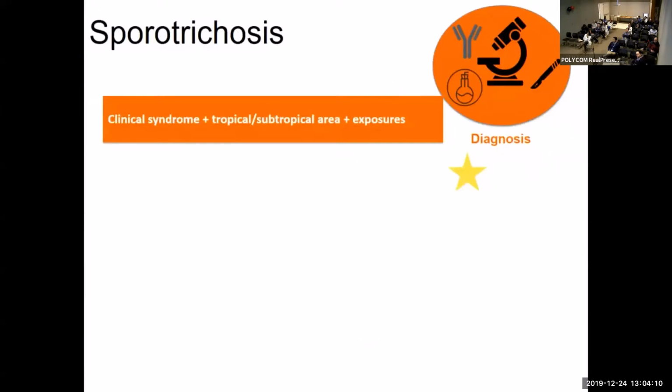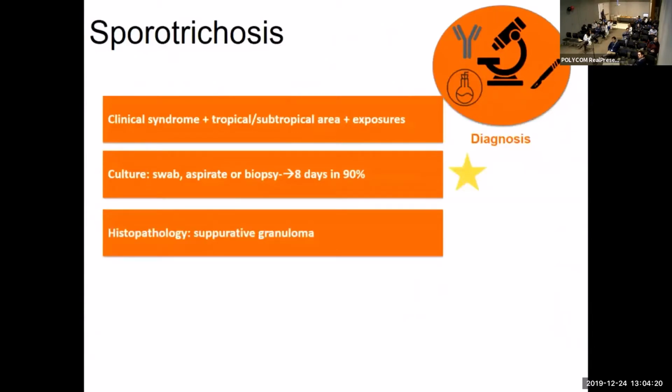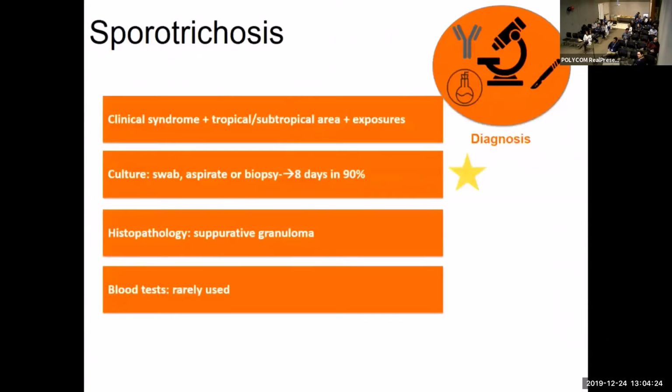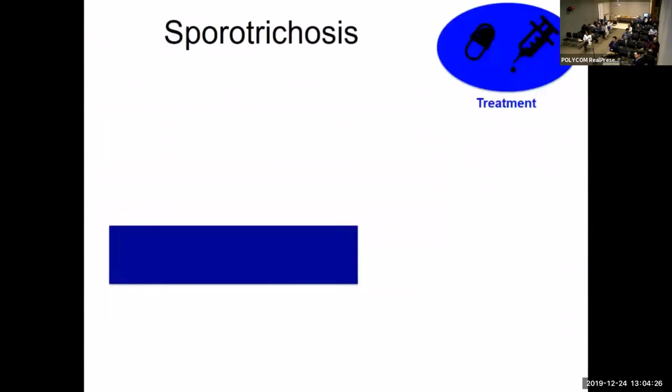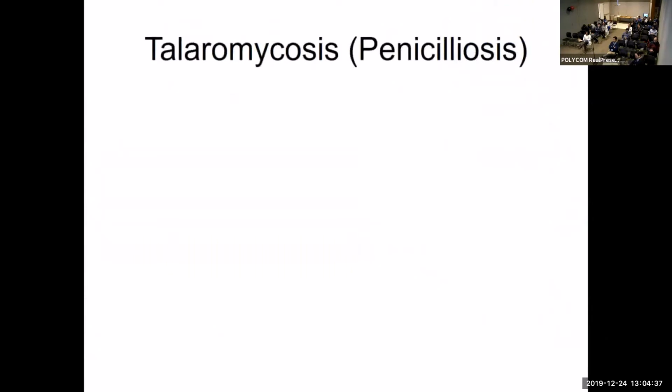So, guys, for this disease, it's just history. You can do the culture, it takes 8 days to grow, so it's pretty fast. Histopathology will show a suppurative granuloma, and we don't use blood tests for the diagnosis of this disease. Regarding treatment, itraconazole, and for severe or pulmonary disease, we use amphotericin, and there is no prophylaxis for this disease. So we already talked about this.